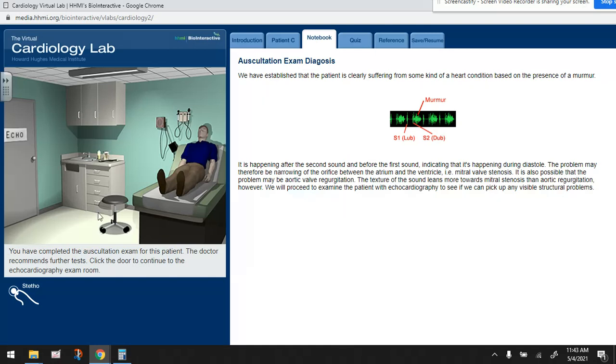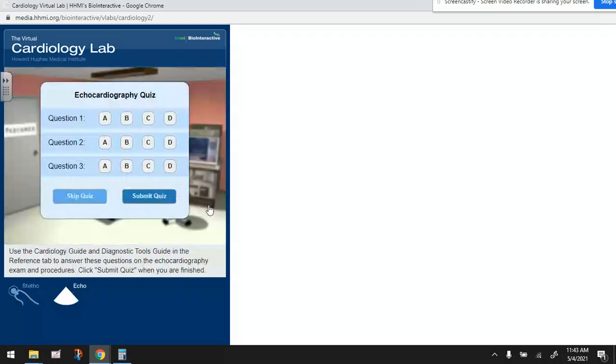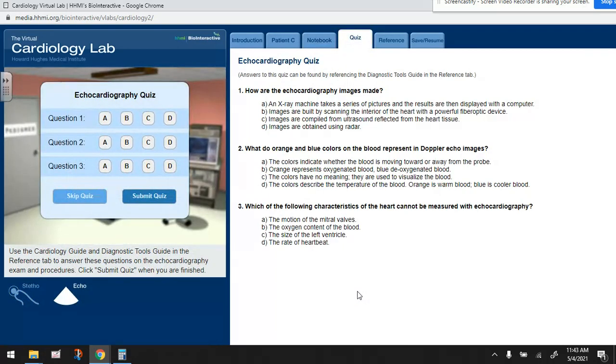All right, and then when we're ready for our next scenario, you have completed listening to the heart. So now we need to do further tests. So let's go to the echo room, and the echo questions are right here. So you would read through the questions. I'm not going to do this with you. You're going to do it on your own. So read the questions and pick what you think it is. And if you're wrong, don't stress over it, because it's going to tell you the right answers and you just make a note of that.